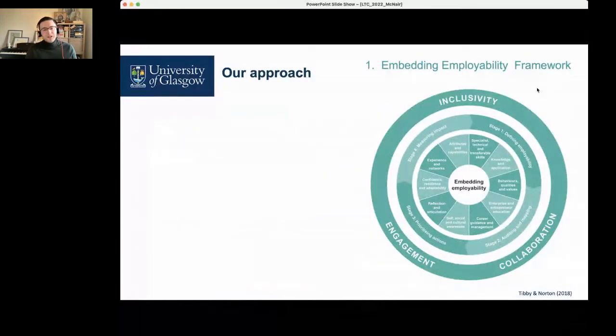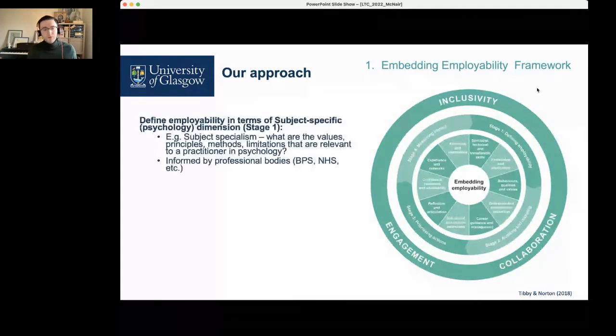Our approach in developing the infographics, we followed the embedding employability framework set out by the Advance HE, and there's a document by Tibby and Norton which goes into a lot of detail about the various aspects. But the ones that are relevant to what we wanted to do, in terms of stage one, we needed to define employability for our students in terms of a subject-specific dimension, a psychology dimension. Now, the graduate attributes matrix provides clear definitions in terms of academic, personal, and transferable dimensions, but we wanted to take a step further and apply those to the field of psychology.